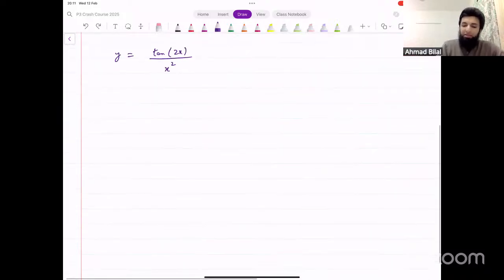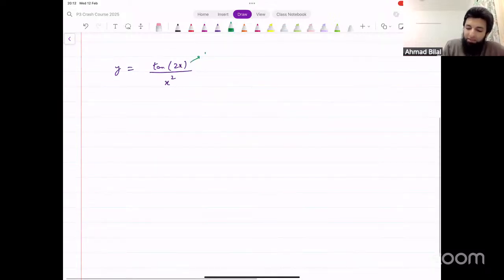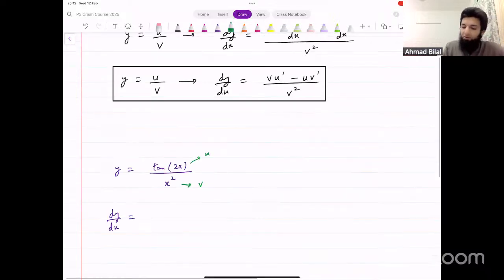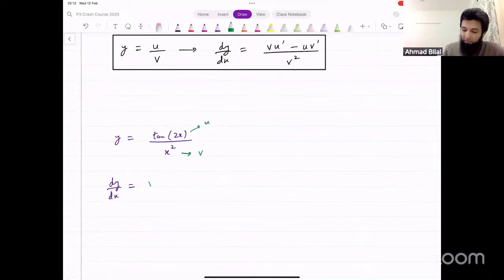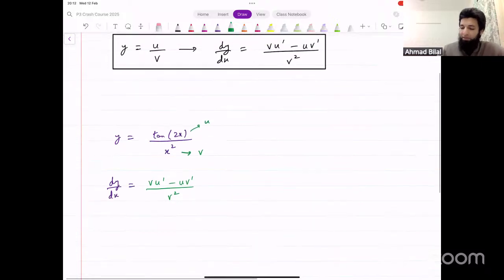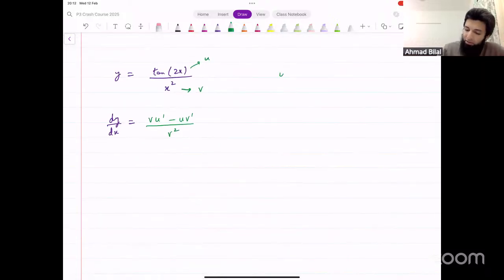So in this case, for instance, how is this going to work? We call one of them u. Let's say this is u and this is v. We apply the quotient rule now. dy over dx, what is that equal to? This is what the quotient rule says: vu dash minus uv dash divided by v squared. Let's evaluate them separately. u is equal to tan of 2x and v is equal to x squared.